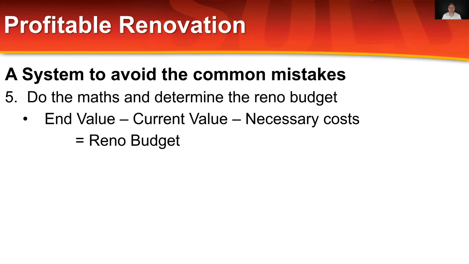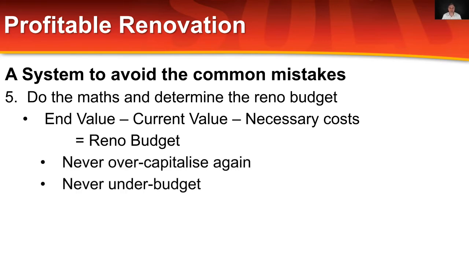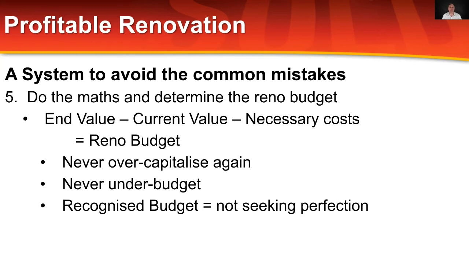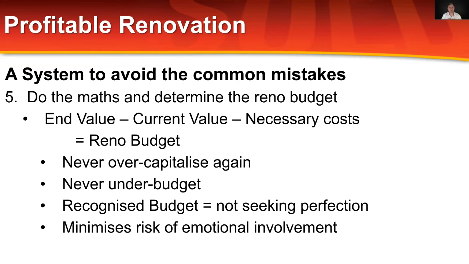Now, if you follow this 5-step system, and there is a 6th step, which I'll talk about shortly, you will never over-capitalize again. You will never under-budget. You'll recognize the budget you're spending to, and stop seeking perfection, because you'll know what people want and what it will take. You'll have done some work to recognize what things will cost along the way, so that you're not walking into it idealistic and naive. And it minimizes the risk of emotional involvement by making it all about the numbers.